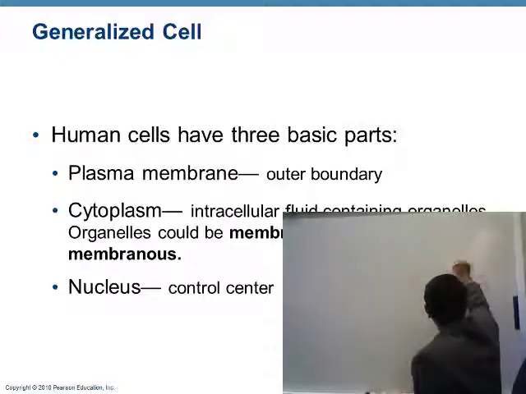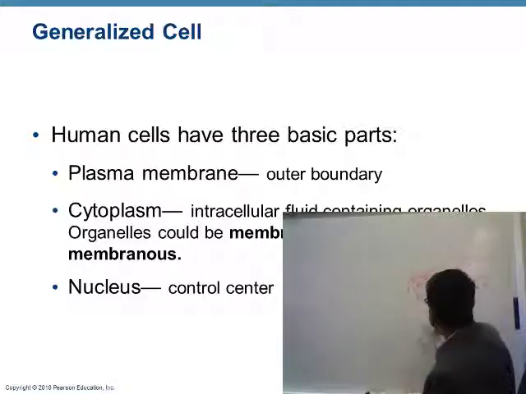This is the nucleus, and the fluid between the plasma membrane and the nucleus is the cytoplasm. In cytoplasm, you have different types of organelles. So organelles are present in the cytoplasm. We'll talk about those organelles, okay?